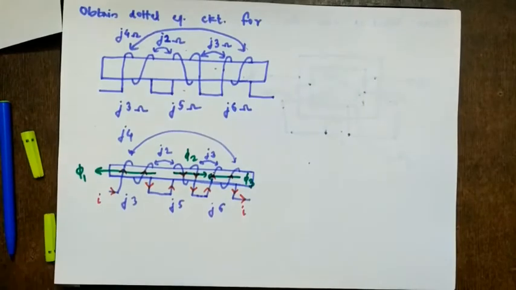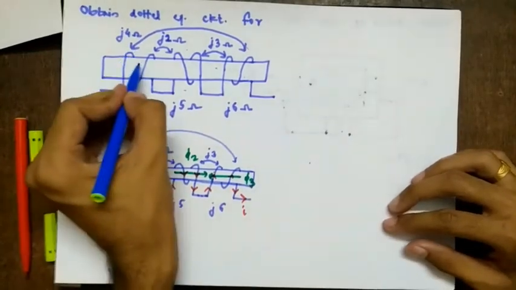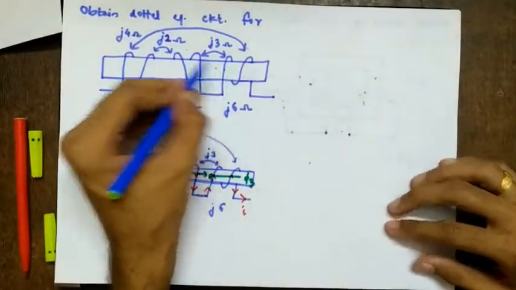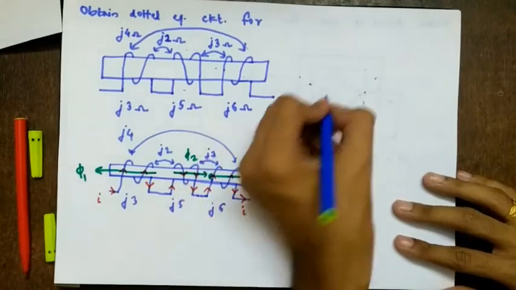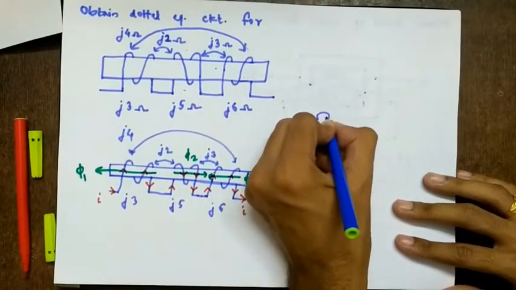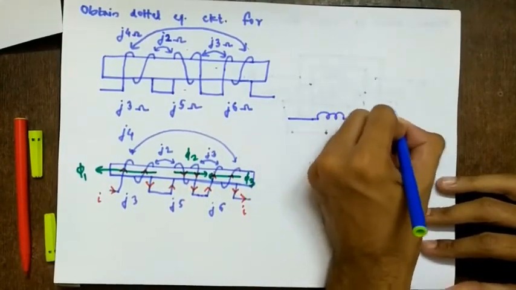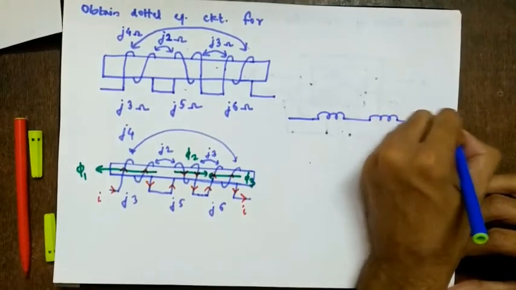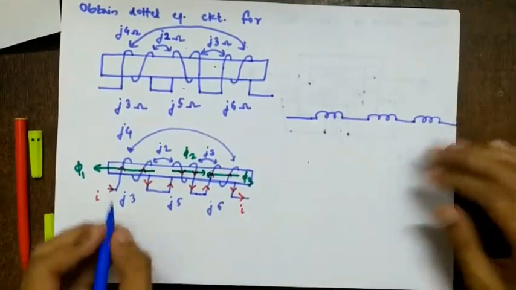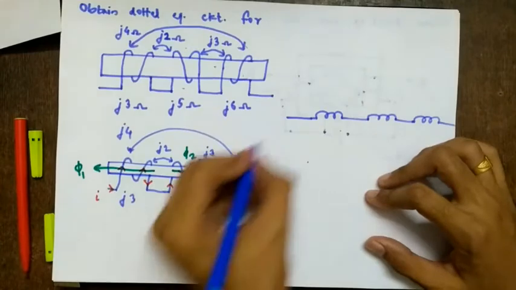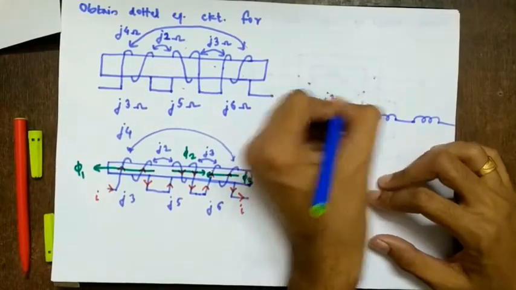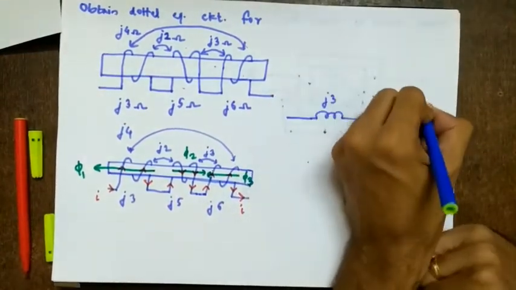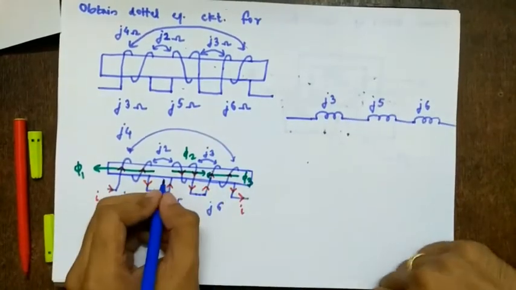So how to draw the circuit? So again a green pen. First thing we know, inductor 1, inductor 2, inductor 3. Right? So first draw 3 inductors. Then you worry about the dot convention. So these are my 3 inductors. Each value is j3, j5, j6.